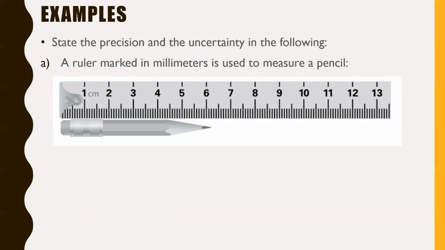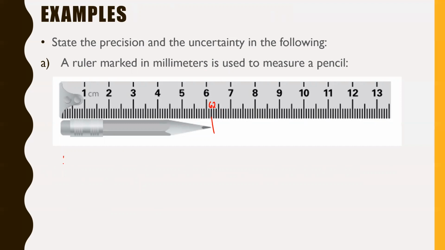A ruler marked in millimeters is used to measure a pencil. So if you're measuring how long this pencil is, and you made a dash right there, you'd say, oh, it's about 6.2 centimeters, or in other words, 62 millimeters, because there's 1, 2 right there. So this would be 62 millimeters. That would be your measurement.